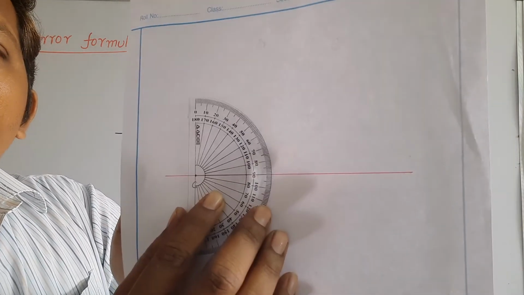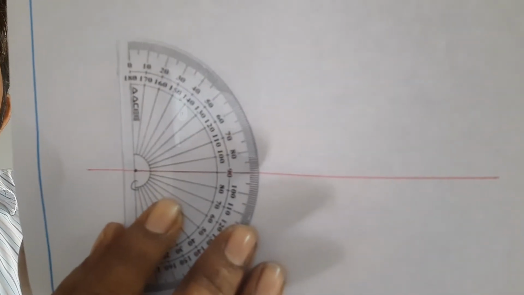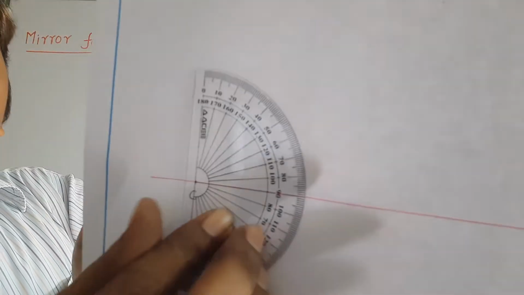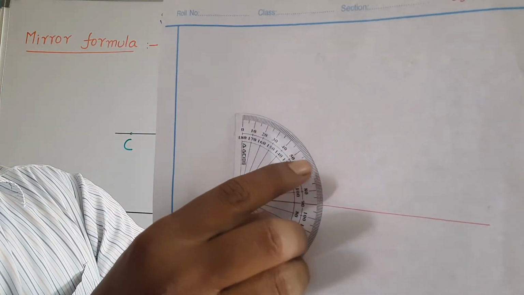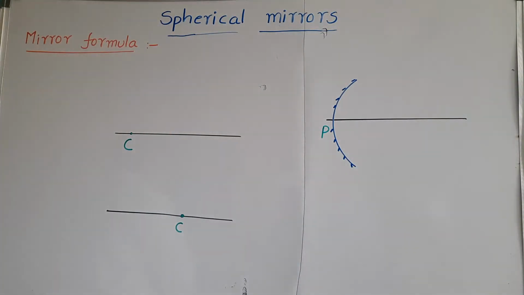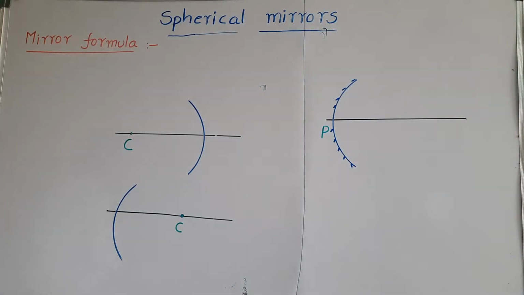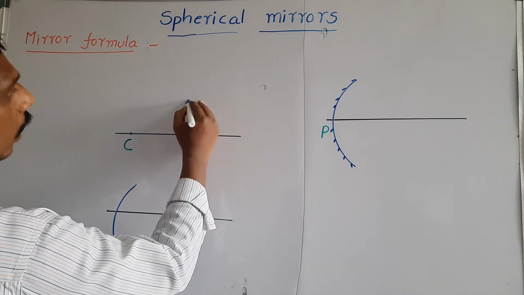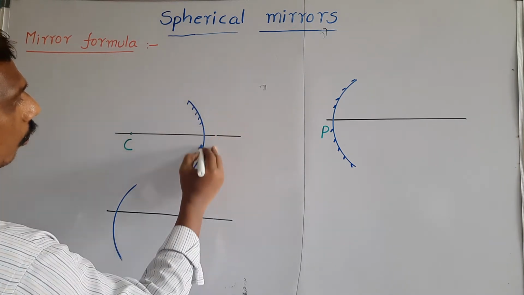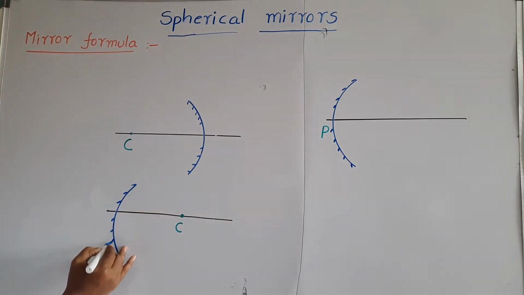You place it like this, with 90 coinciding, and next you draw one curve along it from 50 degrees to 130 degrees. We will get a clear picture. Now draw two curves like this on your paper. Here this is convex, that's why the concave surface is silvered. Here the convex surface is silvered.